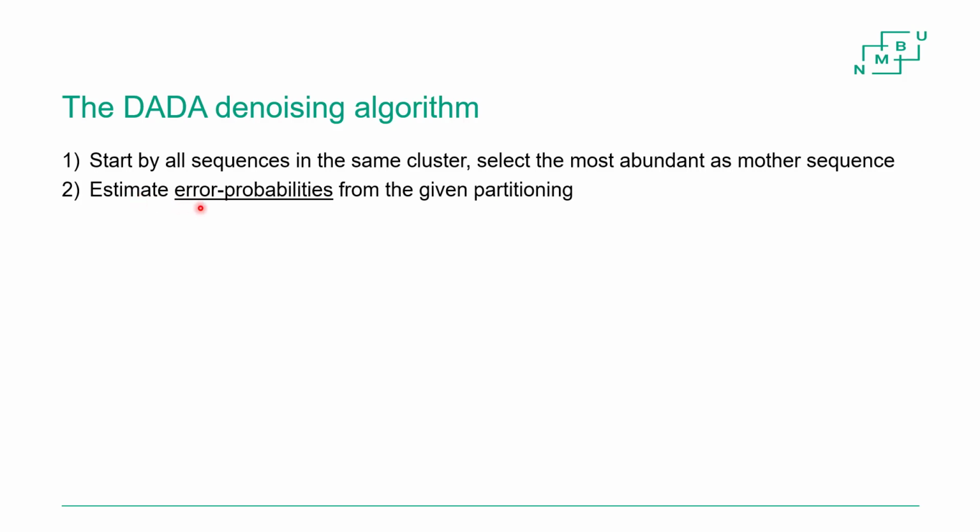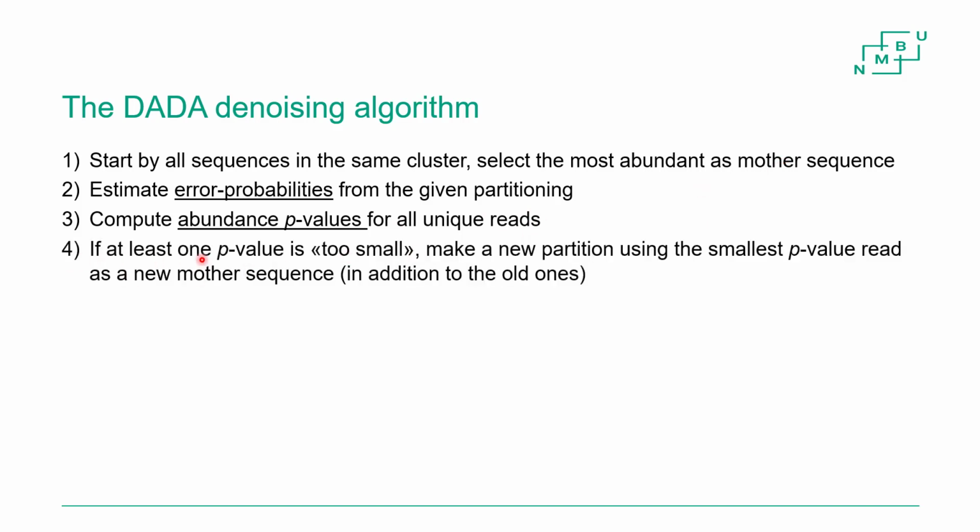We now estimate error probabilities from that given partitioning, or clustering, grouping. And then we compute what is called an abundance p-value for all the unique reads other than the mother sequence. And if at least one of these p-values is too small, there's a threshold obviously here as well.